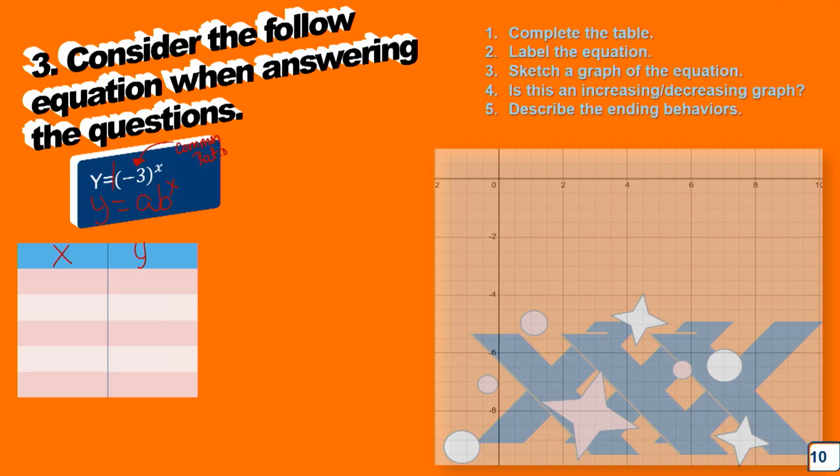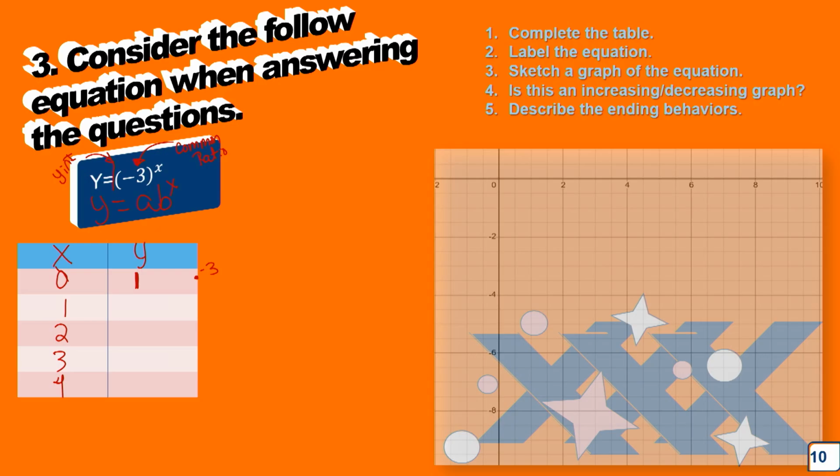All right, so I know that this is my y-intercept, so 0, 1. So I'm going to find 1, 2, 3, and 4. So my common ratio is going to be that negative 3.